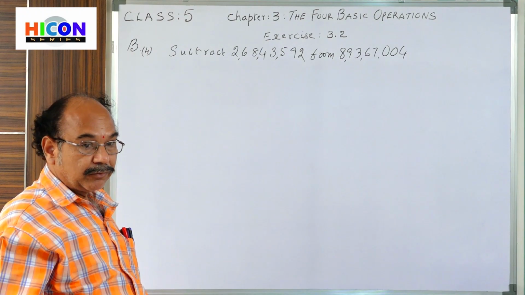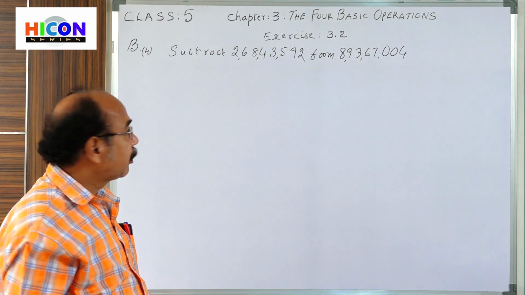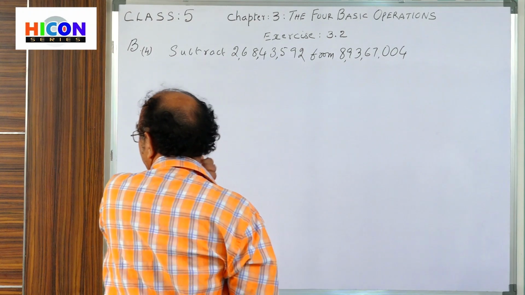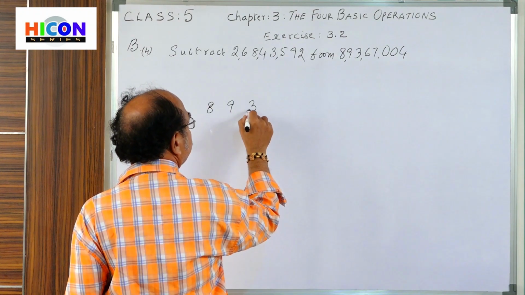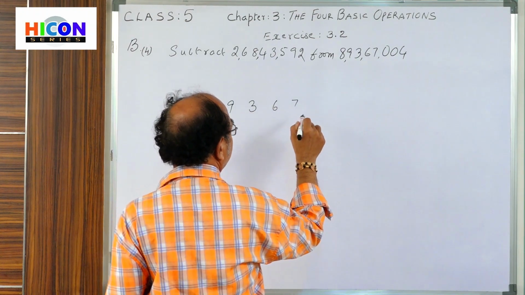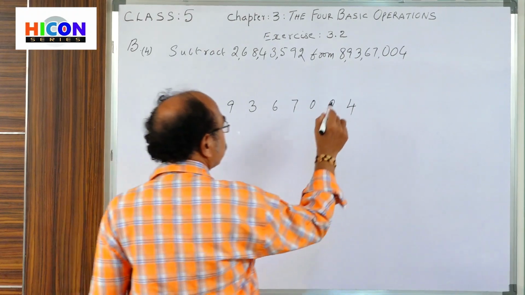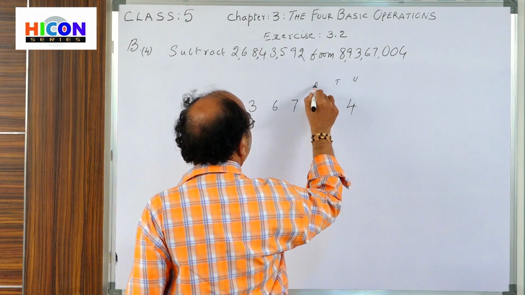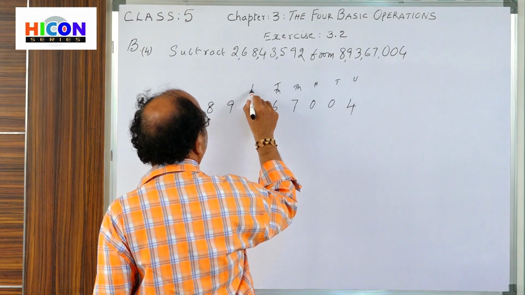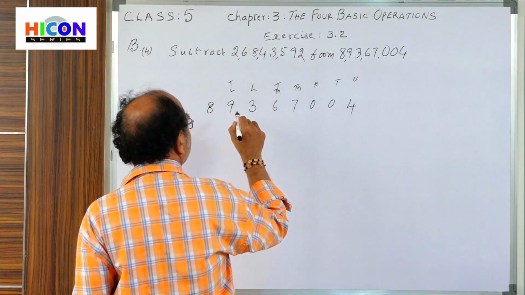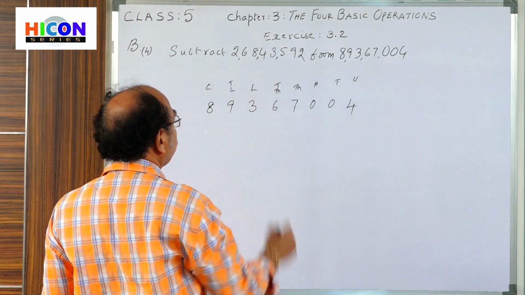So to subtract, what we do? We write the large number first. Under the large number we write the small number. So write that one. So here 8, 9, 3, 6, 7, 0, 0, 4. Places: units, tens, hundreds, thousands, 10,000s, lakhs, 10 lakhs, crores. Okay, children. Now, write that.